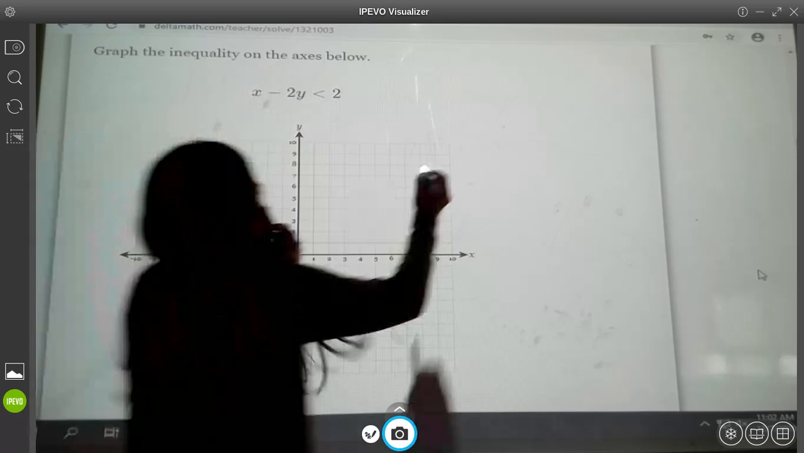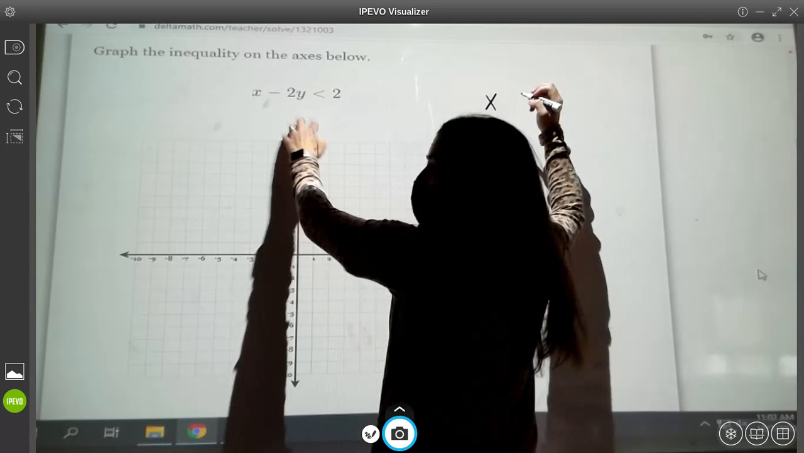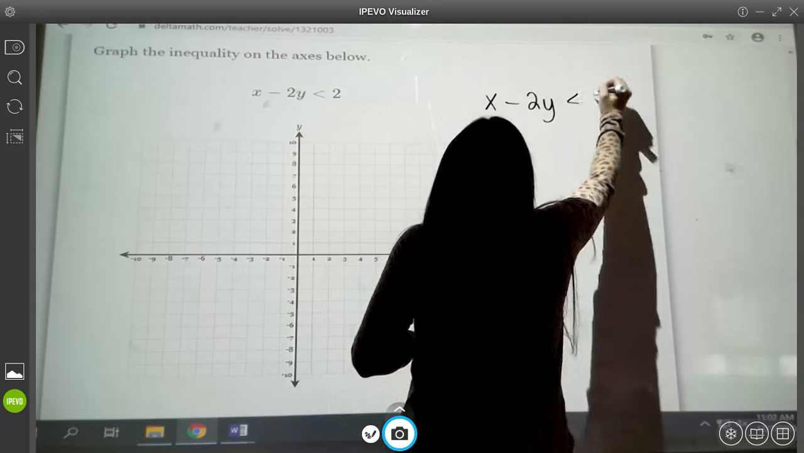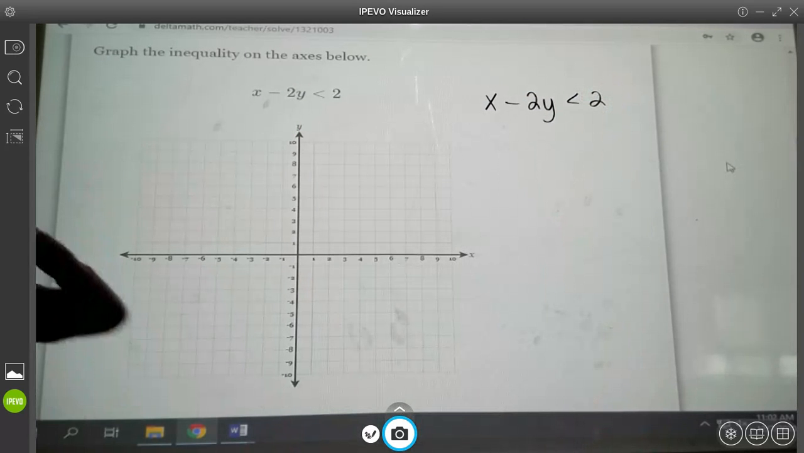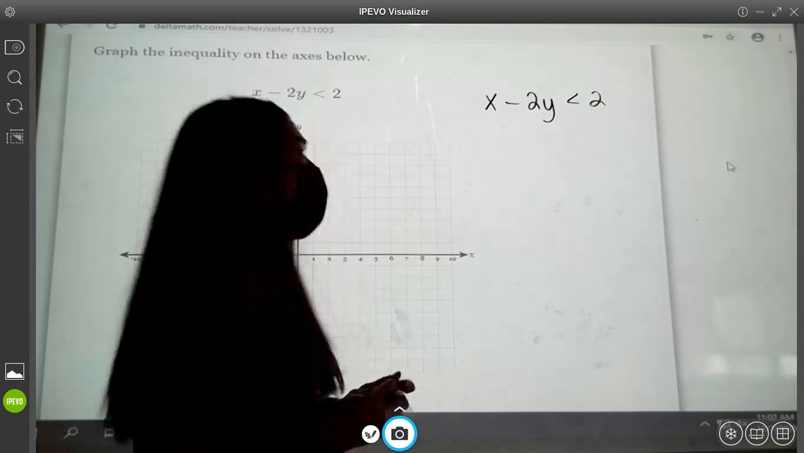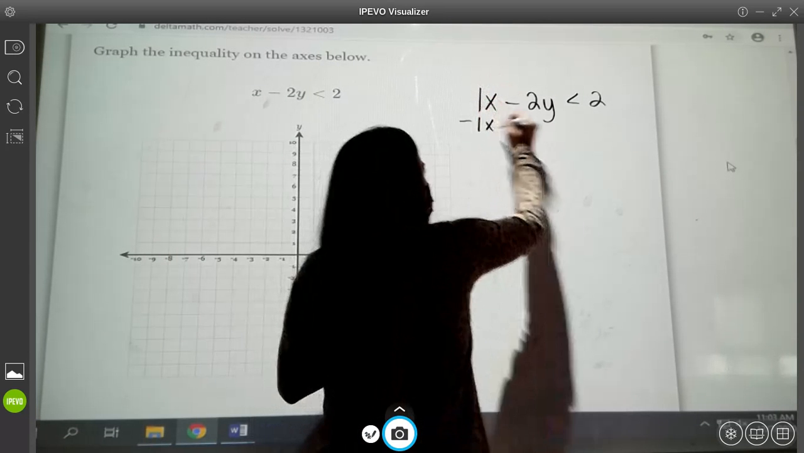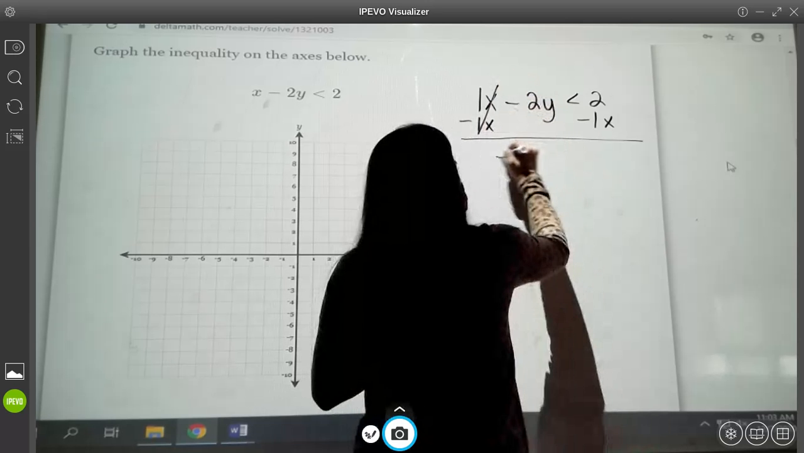Okay, so first things first, we got to solve it for y so we can graph it, right? Some of them are going to be solved for y and some of them won't, so just take it whenever it comes up. All right, so let's solve this for y. Let's minus our 1x over. We're going to have negative 2y is less than, can't combine them, so let's put our x's first, negative 1x and then plus 2. And the only thing you have to do is divide everything by negative 2.